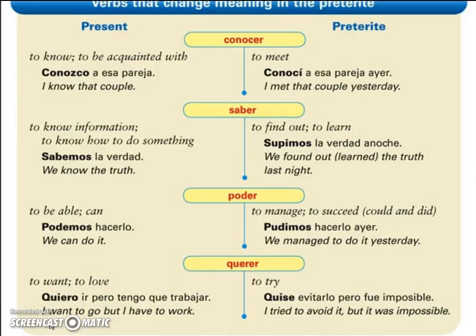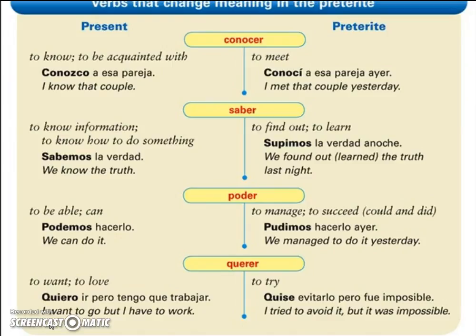All right, now, here's one thing that I want to point out. That says at the top, verbs that change meaning in the preterite. So we've got 4 verbs here: conocer, saber, poder, and querer. On the left-hand side, you have what it means in the present tense, and then there are meaning changes in the preterite. So I just wanted to point these out. So conocer is a regular verb in the preterite. We don't need to worry about it.